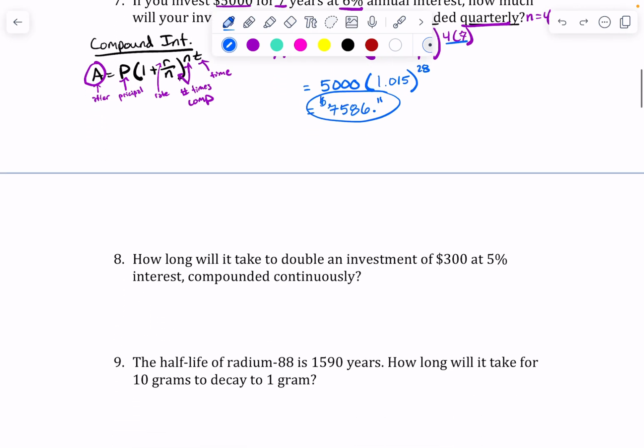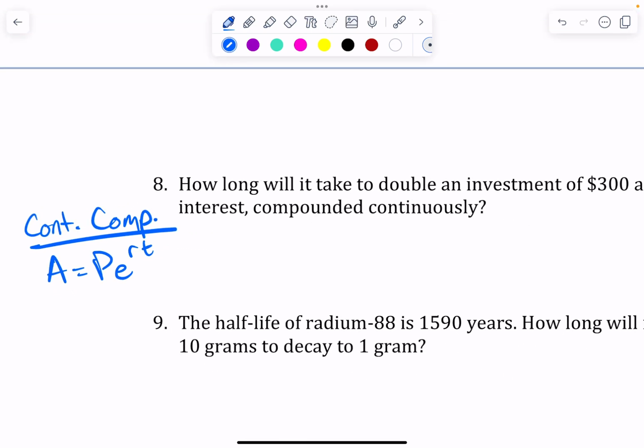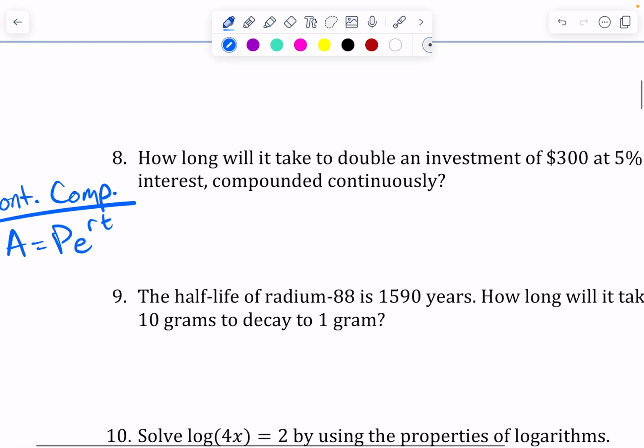Now, the next one is compounded continuously. And continuous compounding, you should know this, is PERT. Okay, do I need to fill in the variables? I'm not going to. If you want to write in rate, time, principal, after, whatever. How long? Circle the words how long. That means we are solving for T.